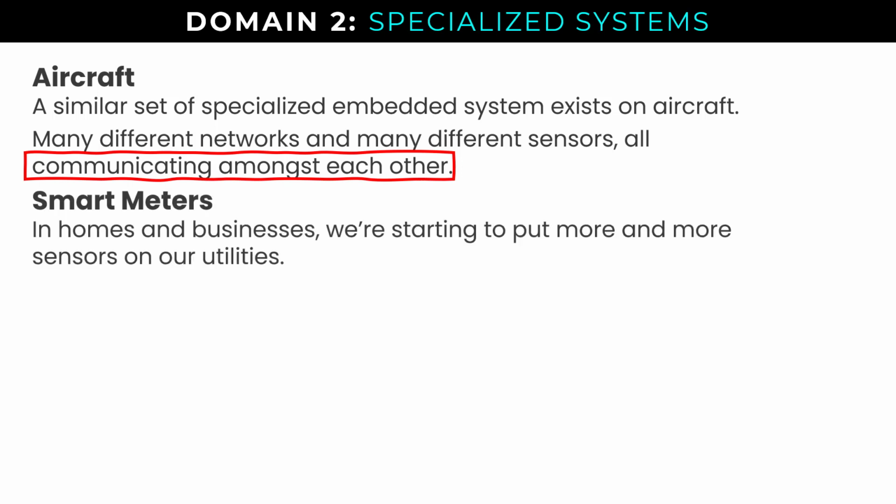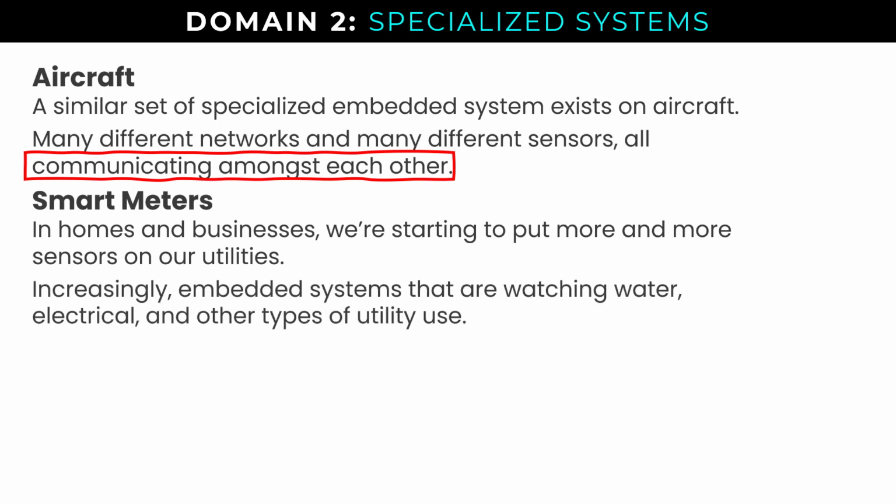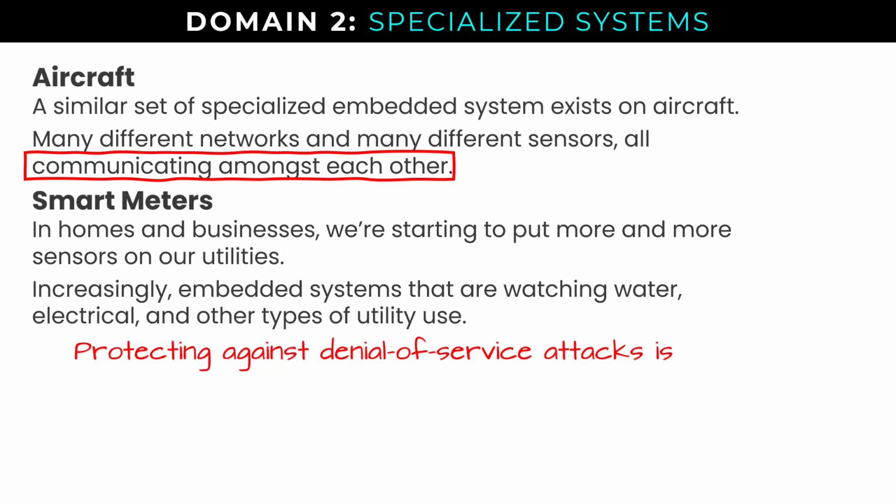Smart meters. In homes and businesses, we're starting to put more and more sensors on our utilities and increasingly embedded systems that are watching water, electrical, and other types of utility use. So protecting against denial of service attacks is going to be of paramount concern in all of these systems.